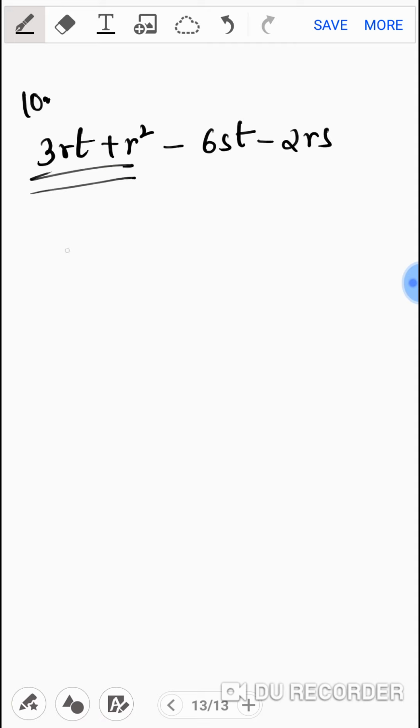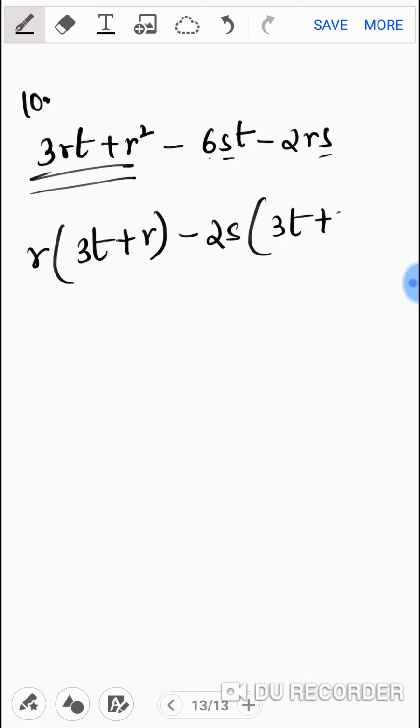And I jump on to problem number 10, which says 3RT plus R square minus 6ST minus 2RS. Let's see what we can take common, my dear kids. R, so inside will be 3T plus R, minus here we can take 2 common. What else? S also we can take common, so inside will be 3T plus R.